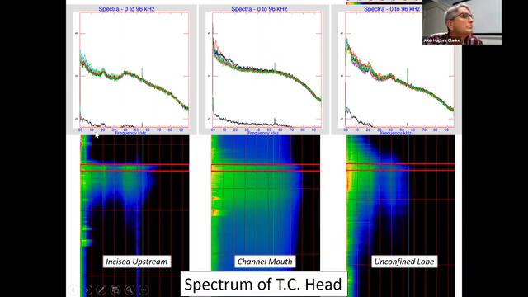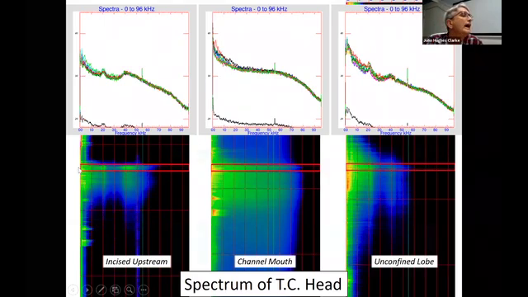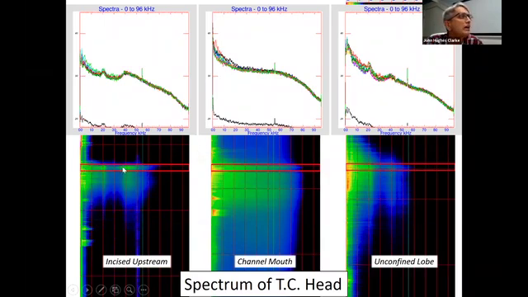Sorry, 0 to 96 kilohertz. That's the upstream hydrophone. This is the midstream hydrophone. That's the downstream hydrophone. And what I've done is I've just taken a slice where I think the highest intensities are. I'm assuming it's where the head passed by.